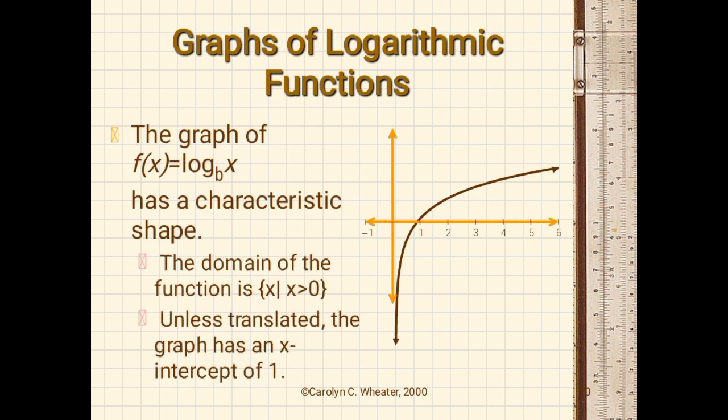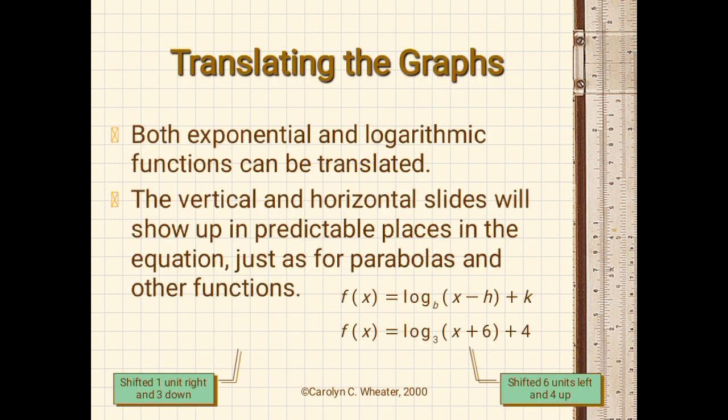So different also is the graph of logarithmic functions. The example of this is the graph of f of x is equal to log base b of x. It has the characteristic shapes, where the domain of the function is x greater than 0. Unless translated, the graph has an x intercept of 1.